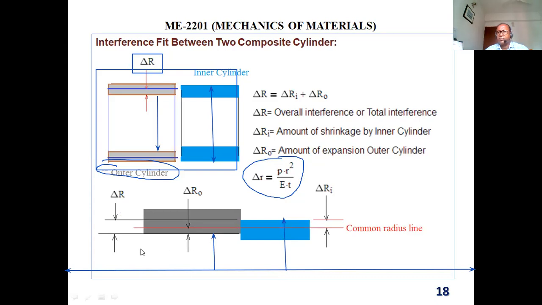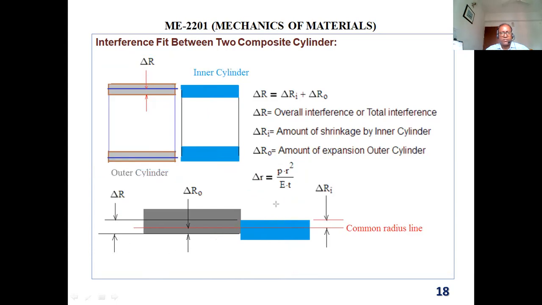After putting this one inside, the inner one will try to expand, right? He will push along this direction. And the outer one, he will push along the downward direction, along this direction. Okay. So right now we see, what is the total interference?